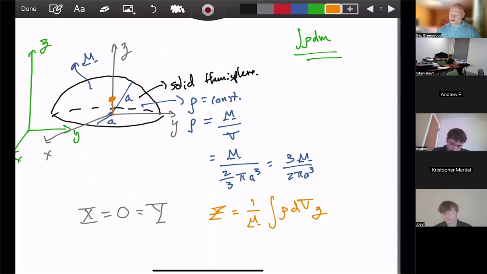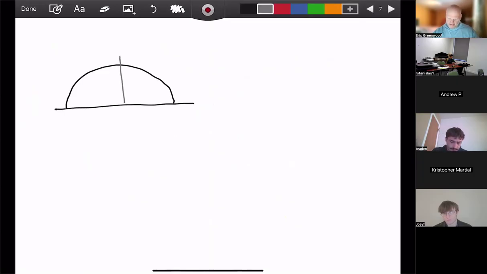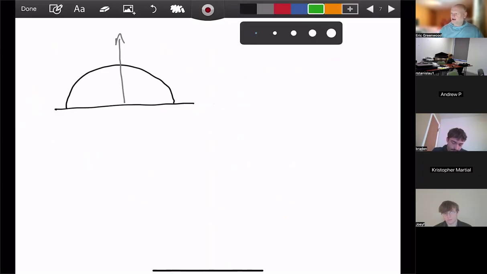So cool. So let's redraw our picture. So now we know all we care about is the z direction. So instead of drawing this as a 3-dimension, I'm just going to draw it as a 2-dimension. But again, notice it is actually a 3-dimension. So I want to know, what is the location of my center of mass?